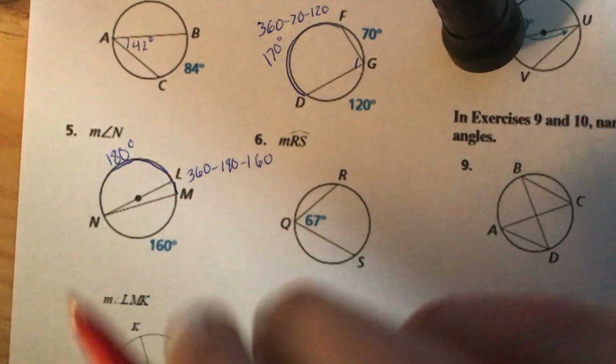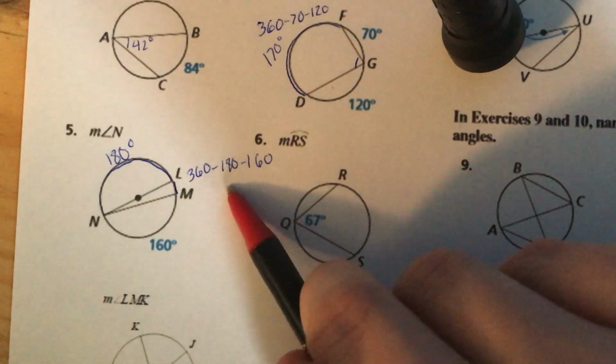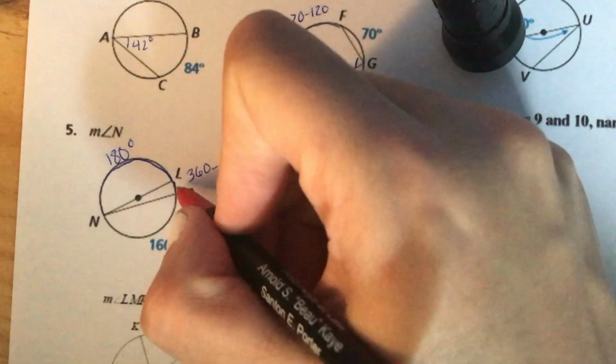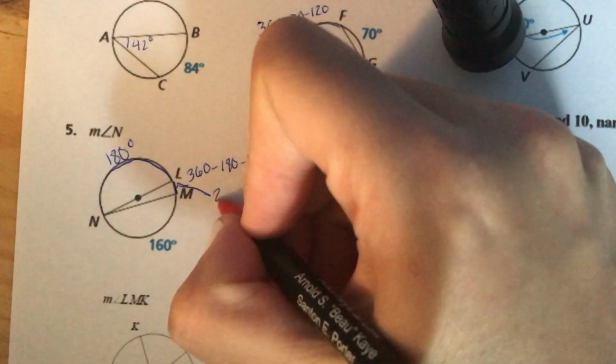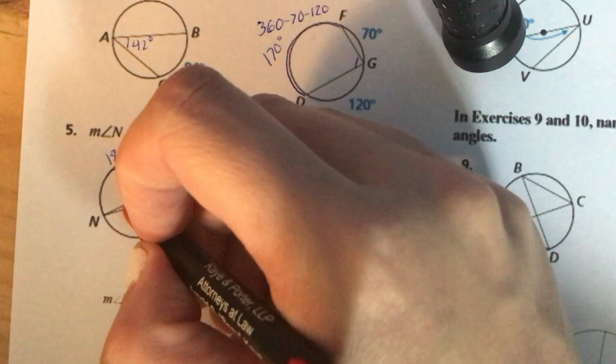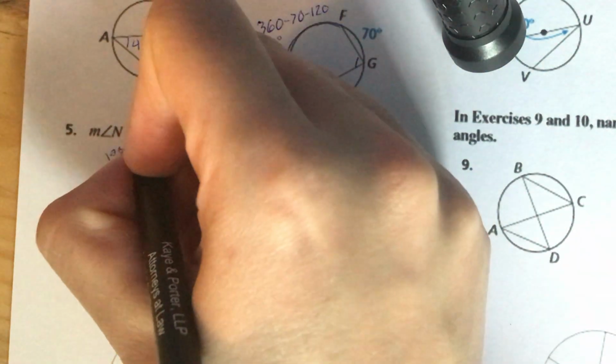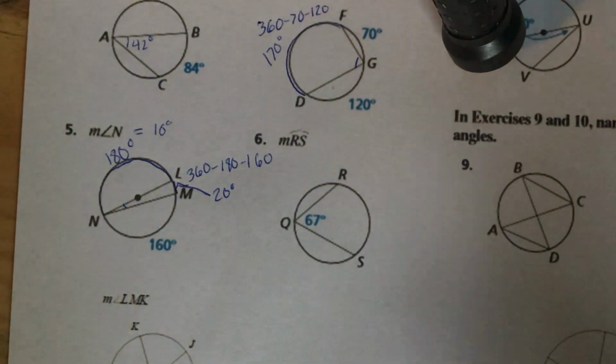And you can do some kind of quick math too, right? 360 minus 180 is 180. 180 minus 160 is 20. So right here, this is 20 degrees. So to find the measurement of little angle N, we know we take half of 20. So the measure of angle N is 10 degrees.